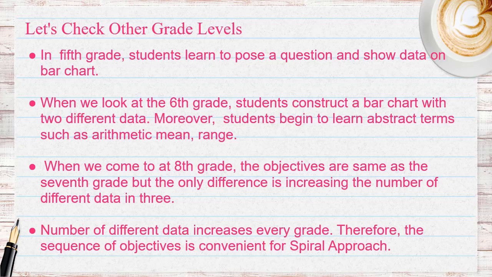Let's check other grade levels. In 5th grade, students learn to pose a question and show data on a bar chart. When we look at the 6th grade, students construct a bar chart with two different data. Moreover, students begin to learn abstract terms such as arithmetic mean and range. When we come to 8th grade, the objectives are the same as the 7th grade, but the only difference is increasing the number of data in 3. The number of different data increases every grade. Therefore, the sequence of objectives is convenient for the spiral approach.